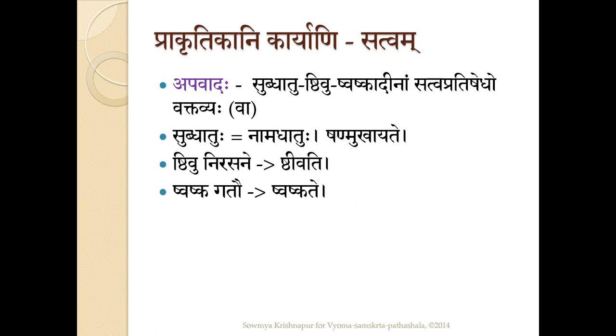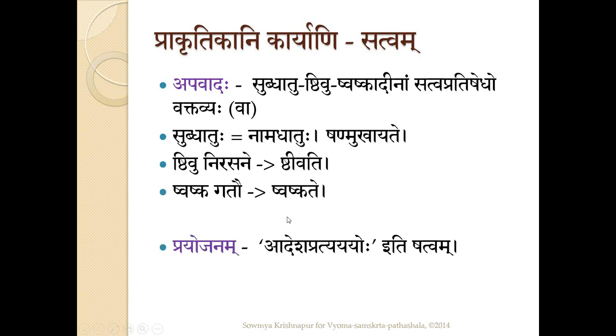Atra idanim prashnah uditah: kimartham? So why do we do this at all? Why can Panini not directly tell sakara? Yadi sarvatra shakarasya sthane sakaradeshah bhavati, tarhi kimartham shakarah? Kimartham sakshat sakara eva uccharayitum na shakyate kila? So why are we adding that additional step? Kim prayojanam?